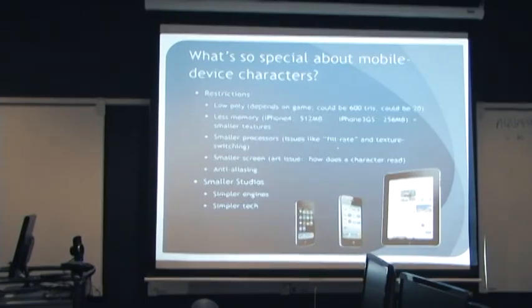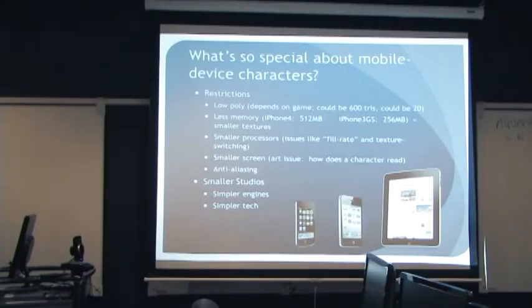Smaller processors. So this gets a little technical. Fill rate and texture switching or texture swapping are processor issues. Fill rate is basically when you have a PNG. PNGs are mostly what we use on the iPhone for textures. They're uncompressed and they just run right into the device. JPEGs have to go through a little decompression process and it slows things down, so we try to avoid using JPEGs. But when you have a PNG, it has alpha transparency.